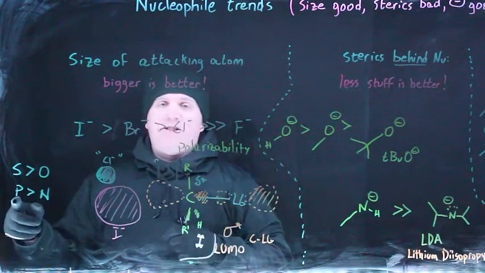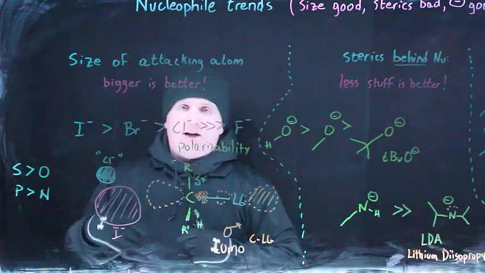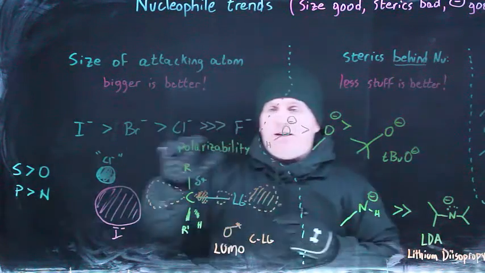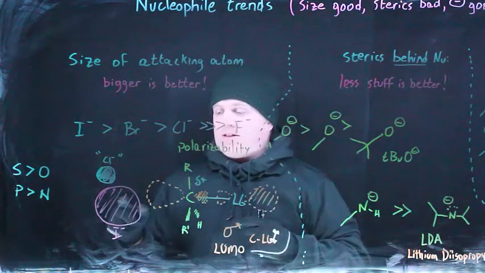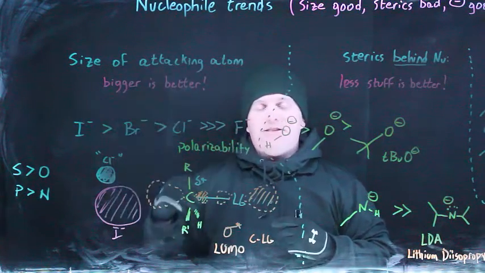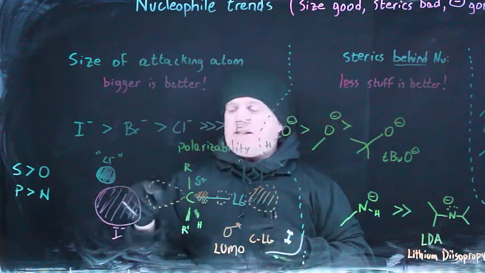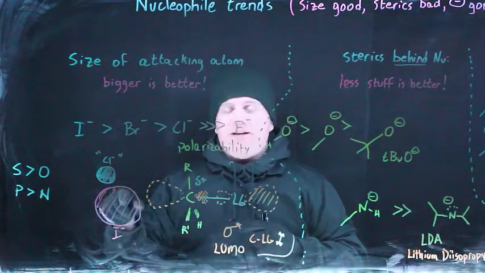In other words, a phosphorus is always a better nucleophile than a nitrogen, a sulfur is always a better nucleophile than an oxygen, and so on and so forth. So the key trend, and the one to remember if you don't remember anything else, is that the size of the atom doing the attacking matters a lot, and the bigger it is, the more nucleophilic your nucleophile can be. However, that's for the size of the thing doing the attacking, so if you're comparing iodide versus, say, chlorine.